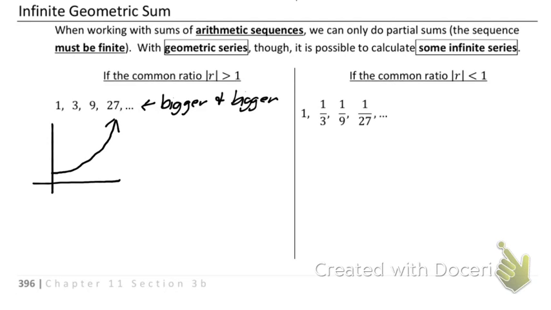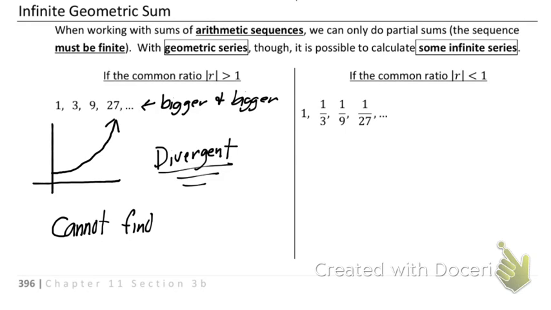and I can't calculate infinity. This is called divergent. And not the movie, just the graph and the sequence. It is divergent, and if it's divergent, you cannot find the sum. You cannot find the infinite sum.